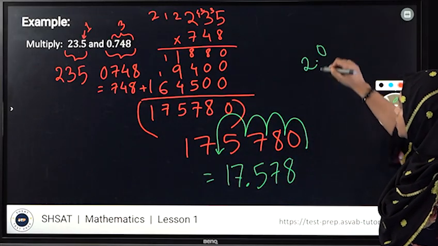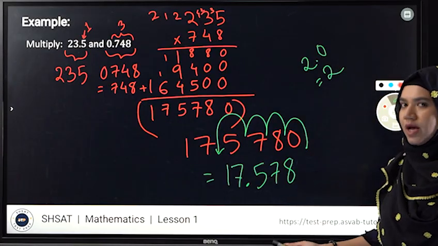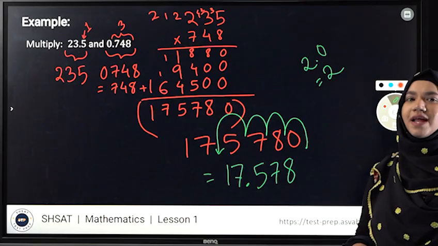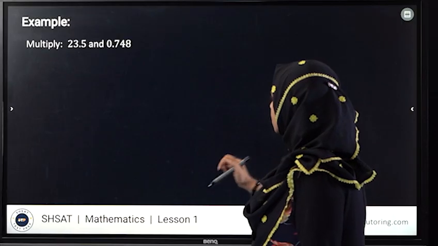Now, in this case of this 0, you can write it or you can even skip it because essentially what we know is 2.0 and 2, they're both the same thing. So this 0 really does not have any value. So this is my final answer. Got it? Let's see another question.